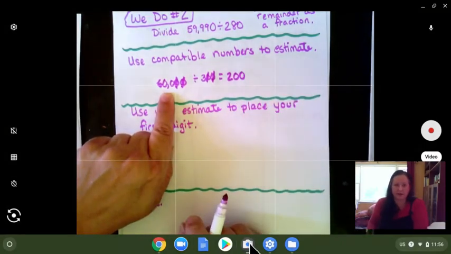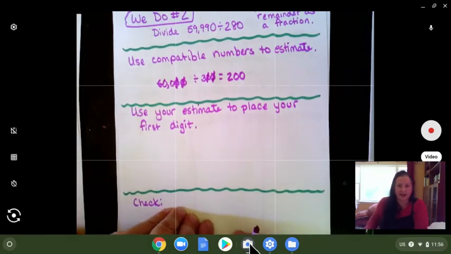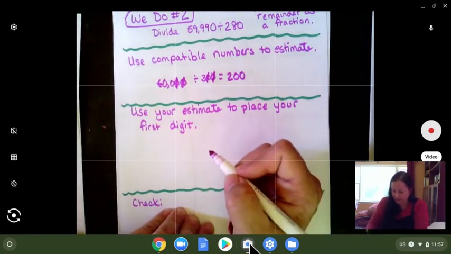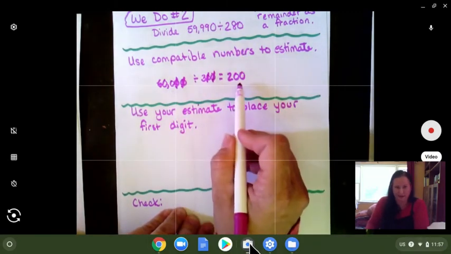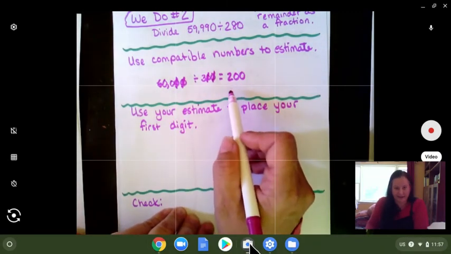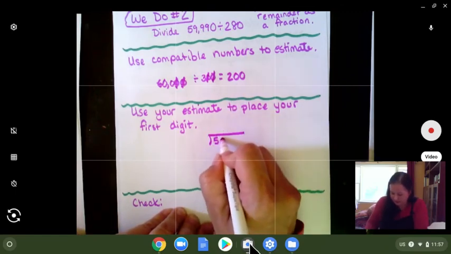I think you learned that in 4th grade. Hopefully you had time to practice it last year. If not, you can go ahead and use a calculator or write it out to see what you have. But our compatible number estimate is going to be 200. So far, you should have this written. You should have our compatible number estimate written down underneath it. And then go ahead and let's write down the problem.